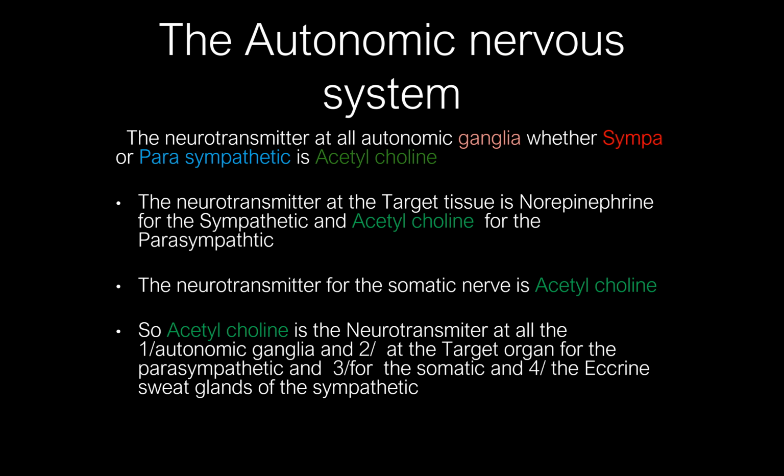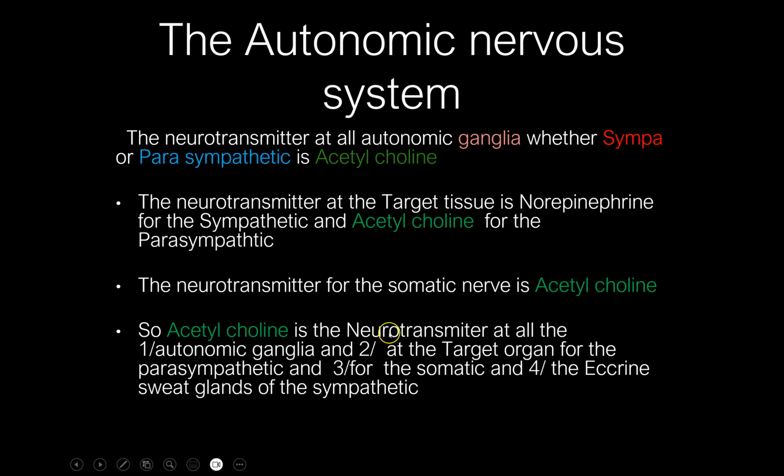Also in the autonomic nervous system, we have ganglion, as we said, whether sympathetic or parasympathetic. This ganglion has a neurotransmitter from one neuron to the other, and it is acetylcholine. And the neurotransmitter at the target organ for the sympathetic is noradrenaline, and for the parasympathetic it is acetylcholine. And the neurotransmitter for the somatic is also acetylcholine.